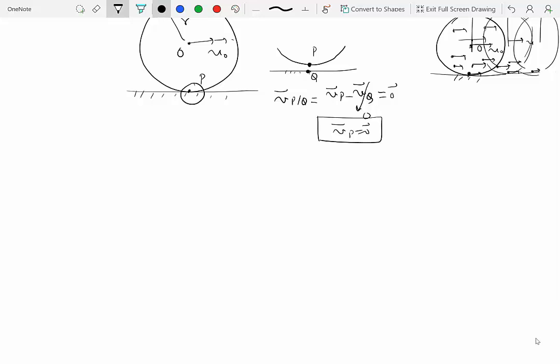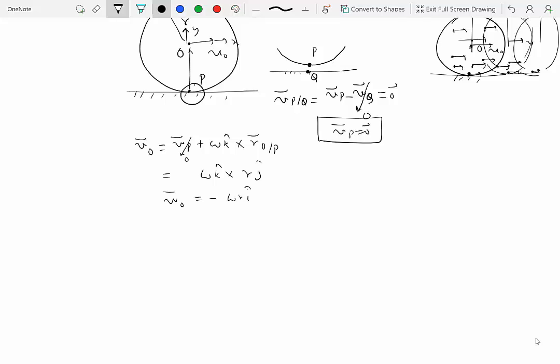So let's show our coordinate system, x and y. We can write the velocity of O, choosing P as a reference point, equals velocity of P plus omega k hat, again assuming it to be positive, cross r of O with respect to P. The velocity of P is 0, so we have omega k hat cross r of O with respect to P, which is this vector, radius times j hat. So we get minus omega R i hat. So the velocity of O is equal to this. But the velocity of O is given to you pointing to the right, so that's V0 i hat. And that means omega is equal to minus V0 over R.